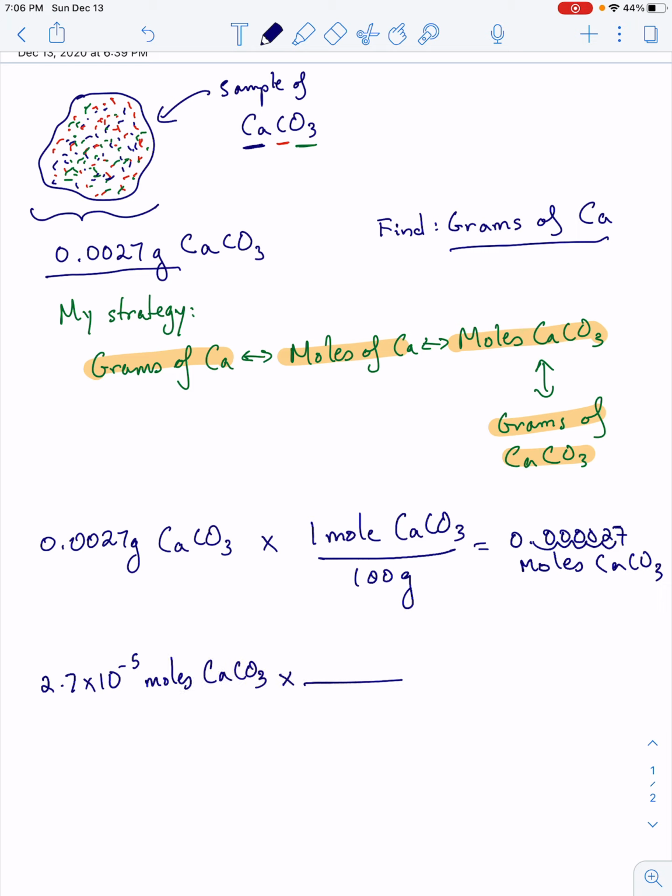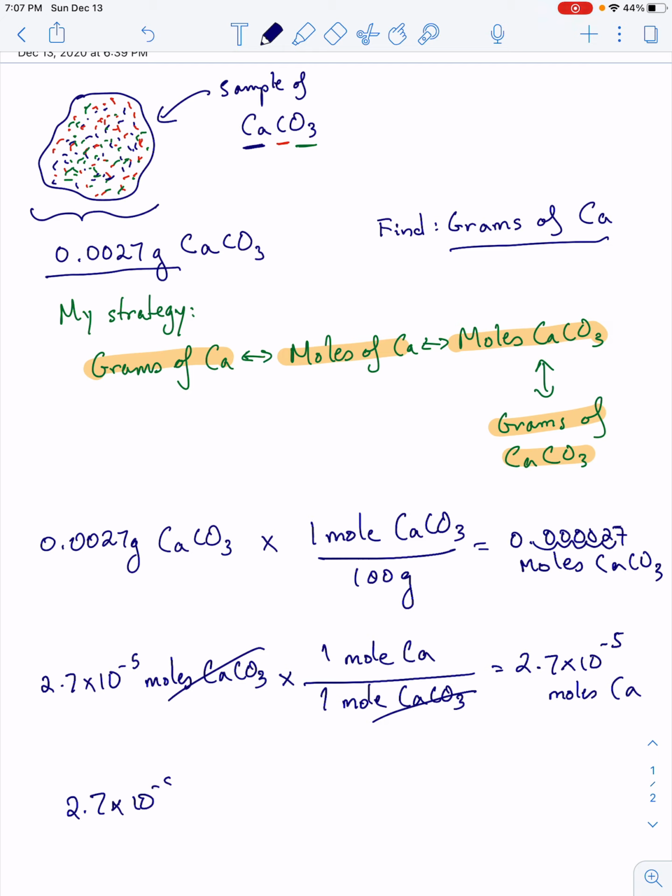CaCO3. Now this is where it gets a little tricky. In 1 mole of CaCO3, I have 1 calcium. And so I can say that there's also 1 mole of calcium atoms here. And so these cancel. And then once again, I'm left with 2.7 times 10 to the negative 5, but this time it changes to moles of calcium. If there was a 2, like Ca2CO3, then this number right here would be a 2, but that's not what it is, right? So this is going to be 1.